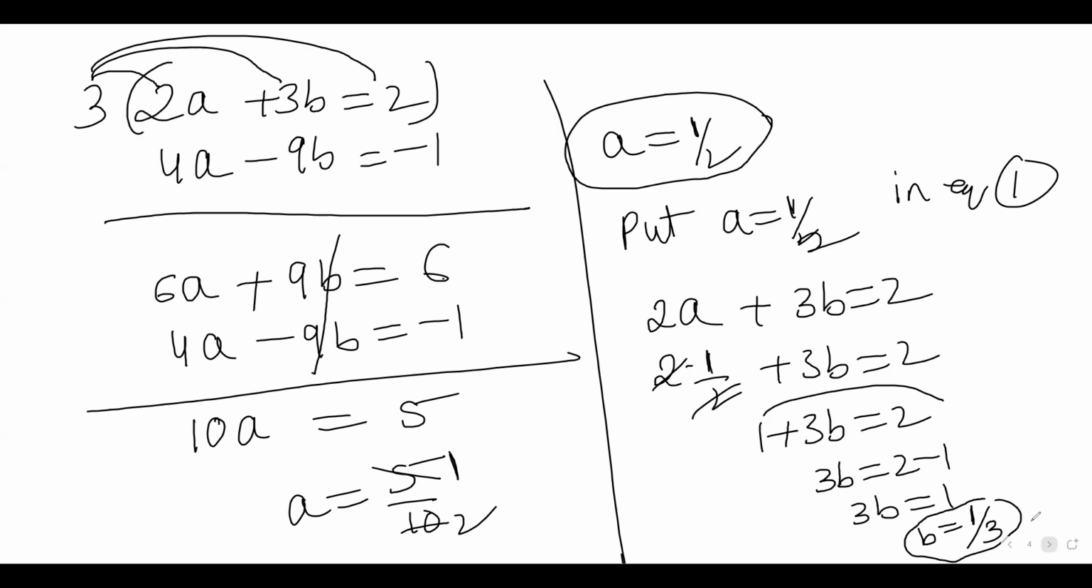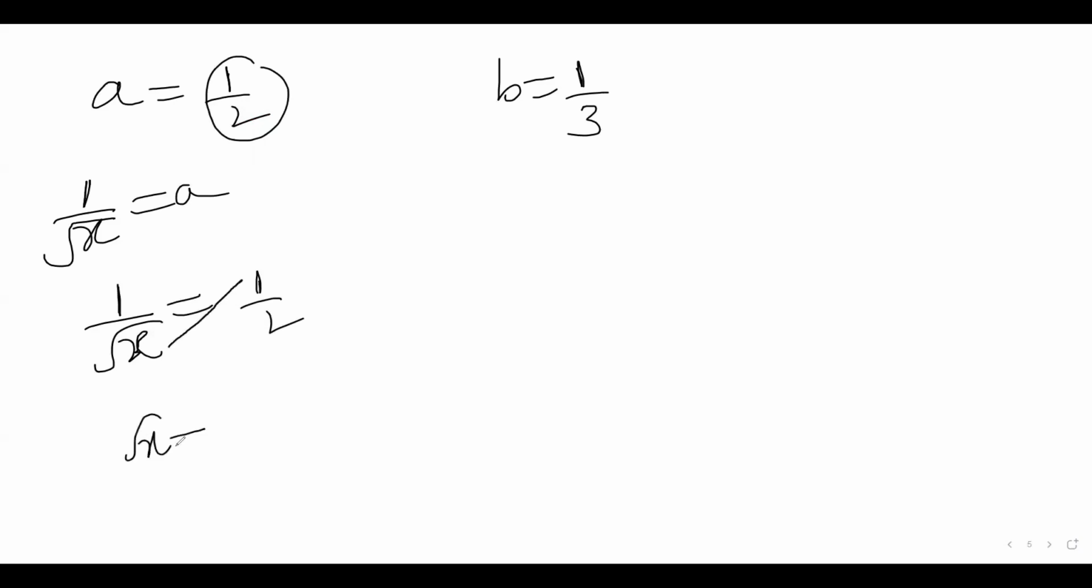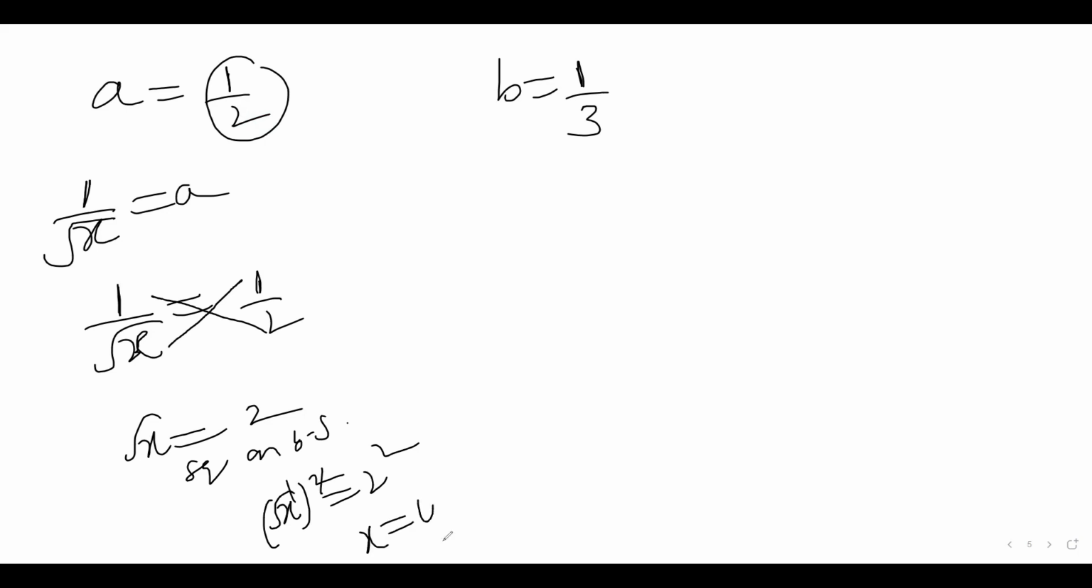Now, 1 by root x is A, and A value is 1 by 2. Cross multiply: root x 1s are root x, 2 1s are 2. Squaring on both sides. On squaring, you will get x value. Solving means finding the x value. X value is 4. Solving means finding x and y.